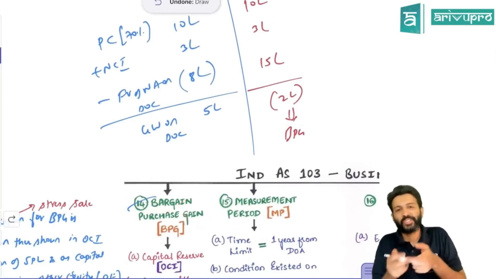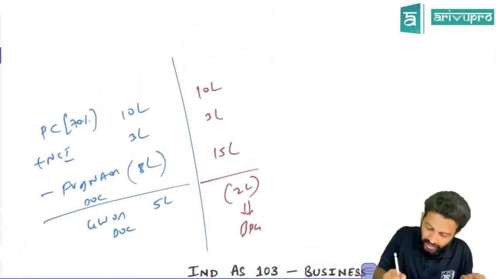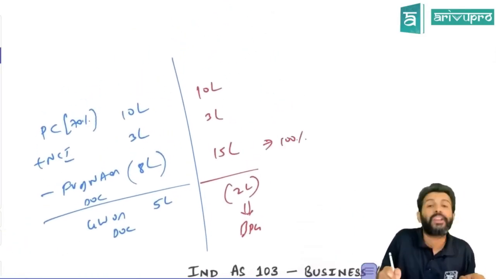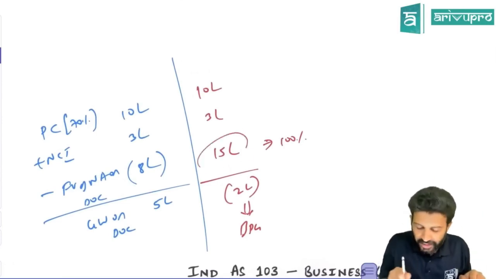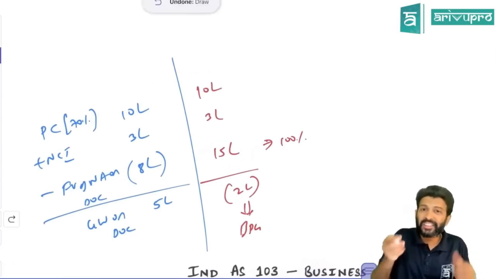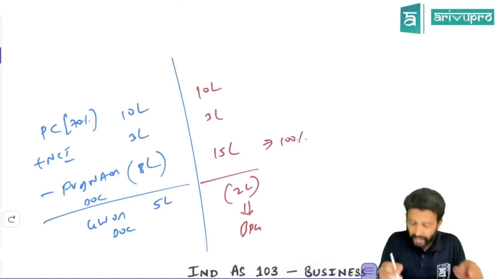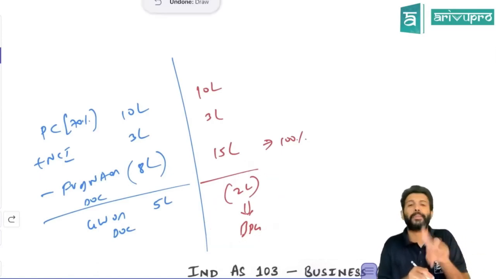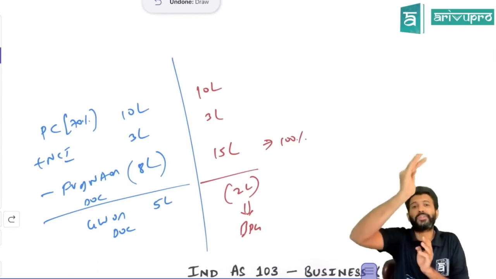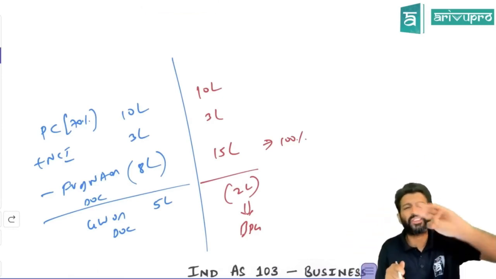Okay. So basically what is it? Here, the purchasing company, the simple funda is this is 100%. The worth of that subsidiary company is 15 lakh. But the parent has paid much lesser than the worth. Hence the purchasing company has made a profit. That profit only we refer to as bargain purchase gain. In your AS 14 terminology, you used to call this a capital reserve.